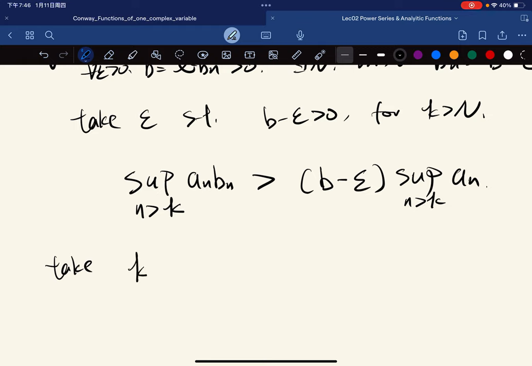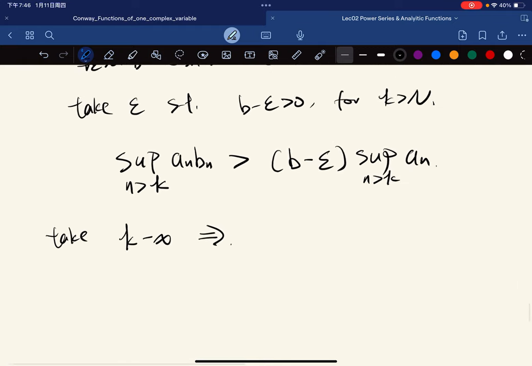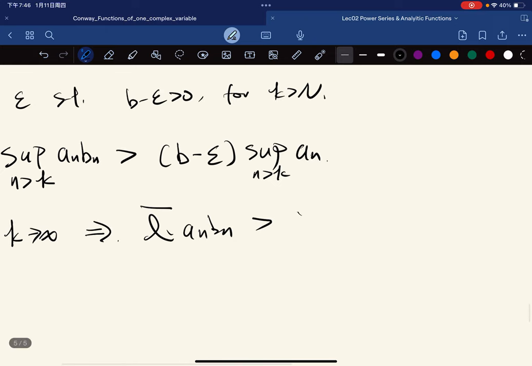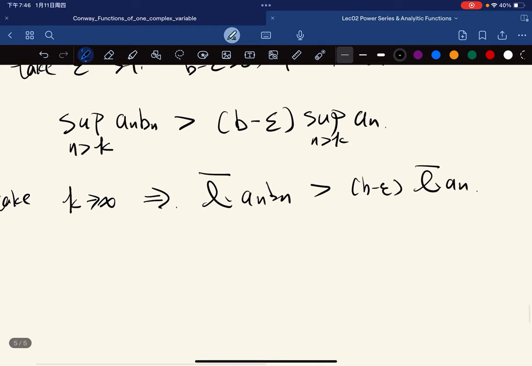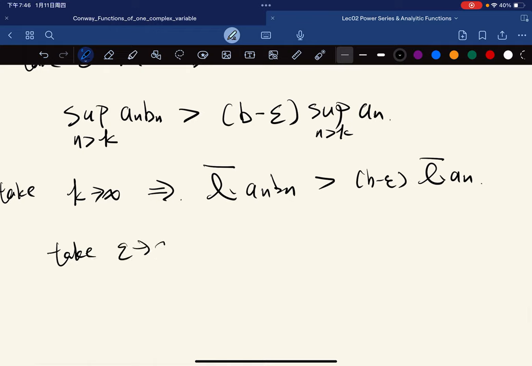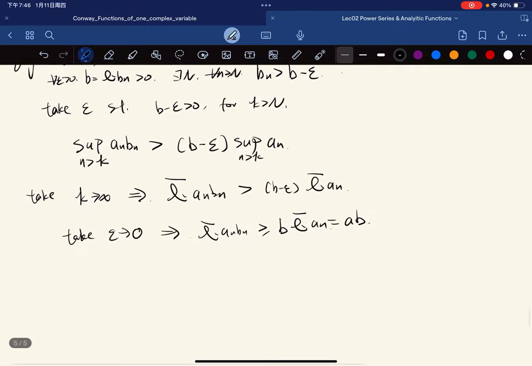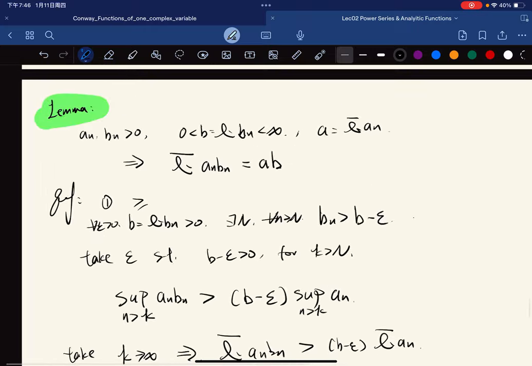Now we take k to infinity. We take k to infinity, we have this greater than, and we take epsilon going to 0, then we have this. Right. So we've done this part. Second, we want to show this part.